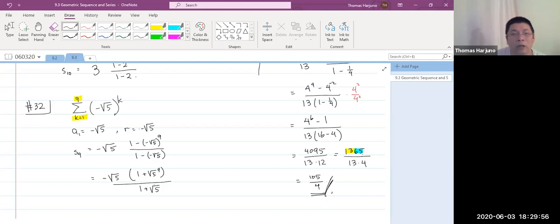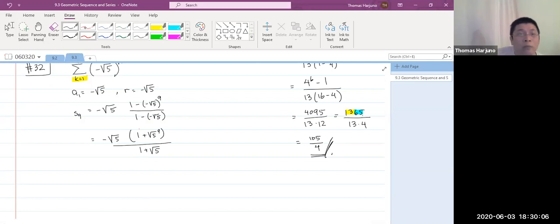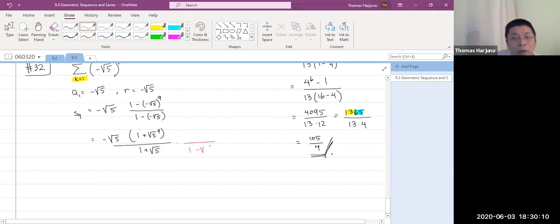Okay, now then from here, I guess we will just use calculator. No, I don't want to use calculator. Hold on. Let's see what I can do here. Multiply by the conjugate. Multiply by 1 minus radical 5. 1 minus radical 5.